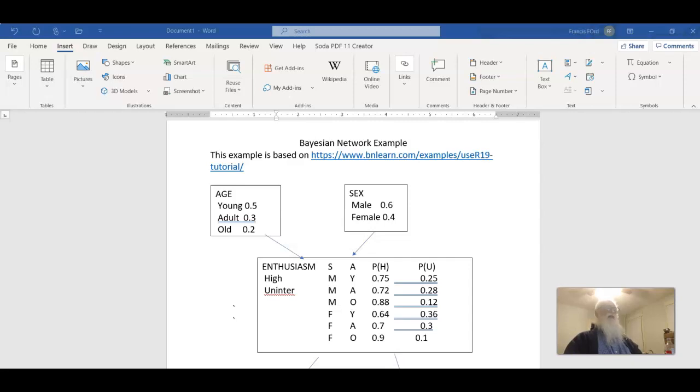Hello, how are you? I'm going to do an example of a Bayesian network, and I probably am going to give you a homework involving this also.